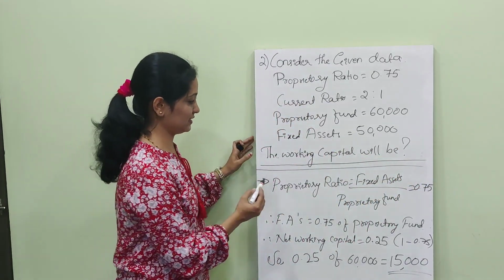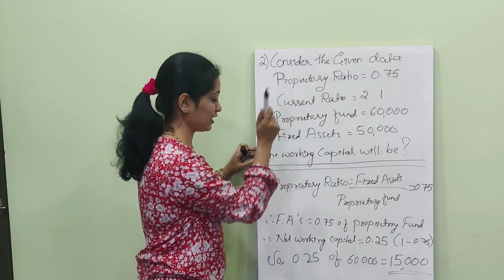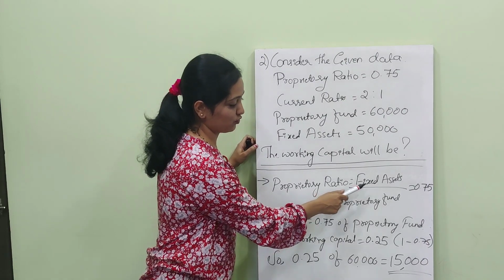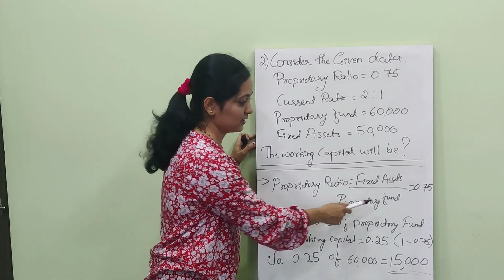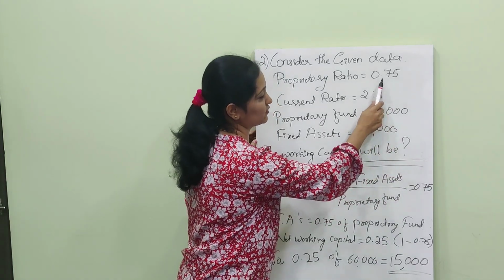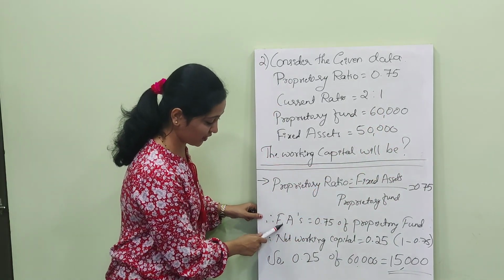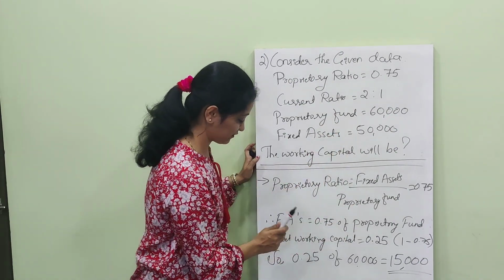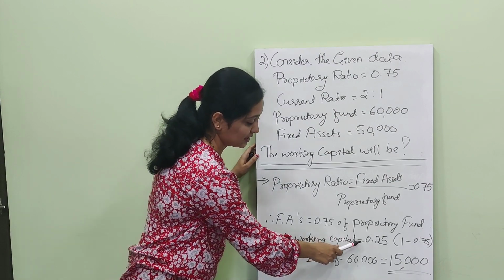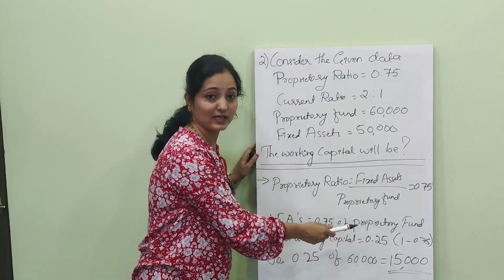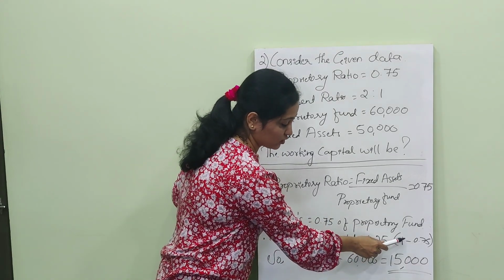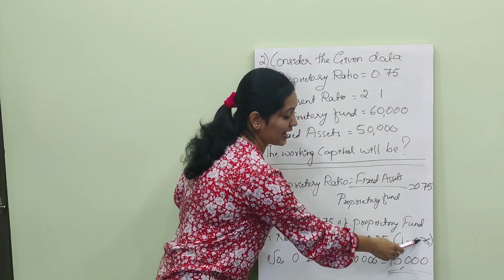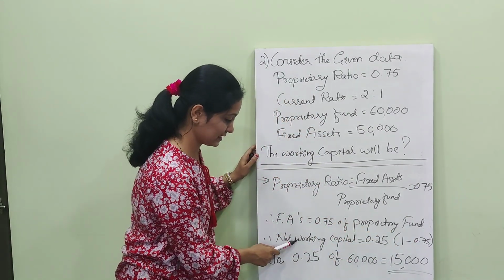So the formula is for proprietary ratio, they have given the proprietary ratio. From that we need to calculate the working capital. Proprietary ratio is equal to fixed assets divided by proprietary fund, that is equal to 0.75. They have given it in the question. Therefore fixed assets is equal to 0.75 of proprietary fund. Therefore the net working capital is 1 minus 0.75, where the total will be 1. That is, if we deduct the proprietary ratio, we will get the net working capital.